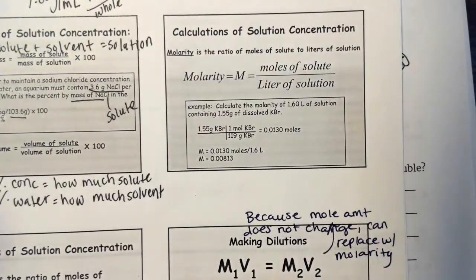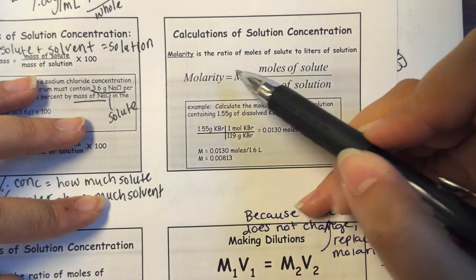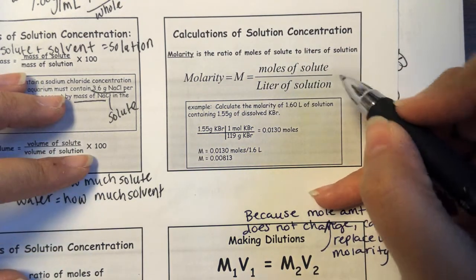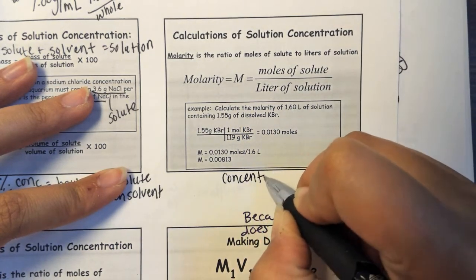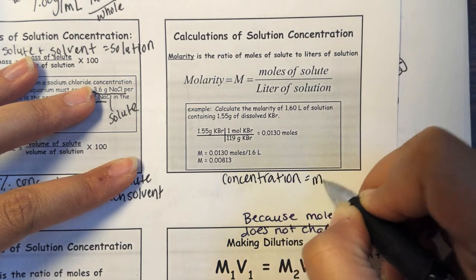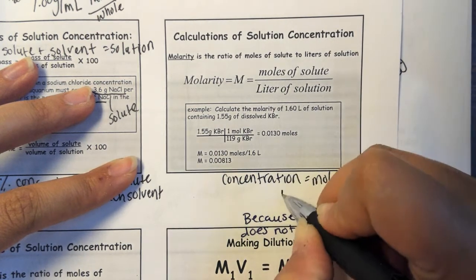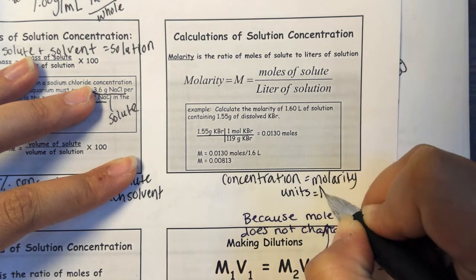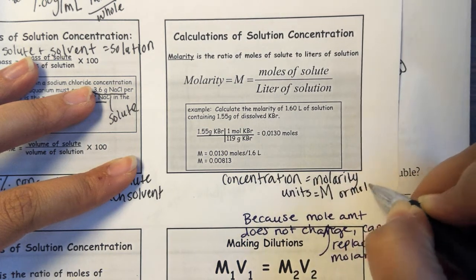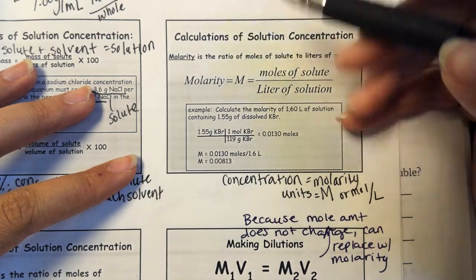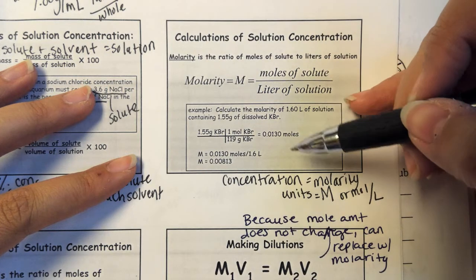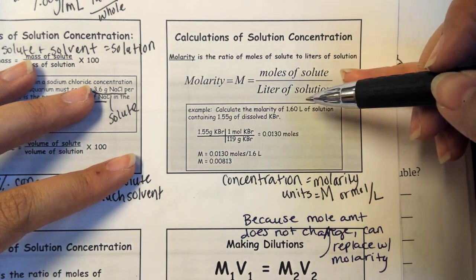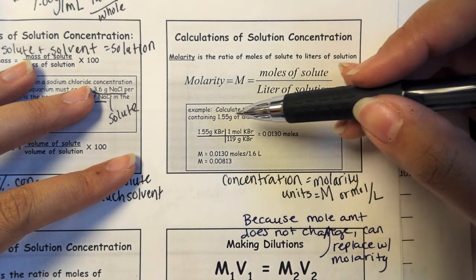Alright, so let's look at the next quantitative description. We have molarity, and this is the ratio of moles of solute to liters of solution. Basically when we ask for concentration or we ask for molarity, it's the same thing. The units we use for this have been described up top. It's either a capital M or moles per liter. The molarity is taking the moles of the solute and dividing it by the liters of the solution.